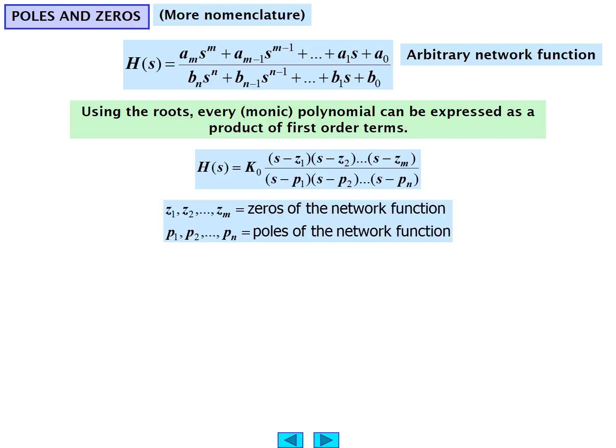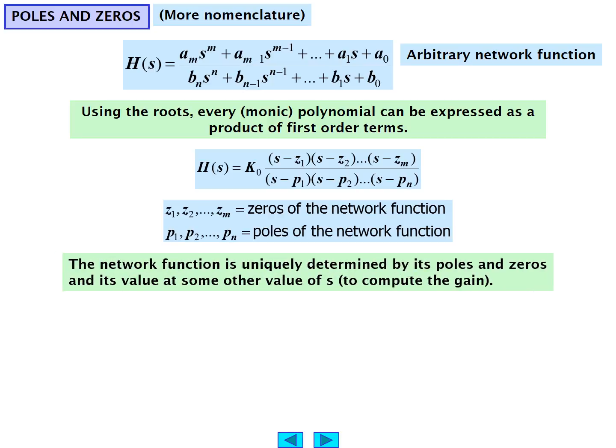Meanwhile, in the denominator, if s is equal to p1, it'll be 0, but since we're dividing by 0, it'll be infinity. That's called a pole of the network function. So s equals p1 would be a pole. Likewise, if s equals p2, that'll be a 0. That will also be a pole all the way to s equals pn.